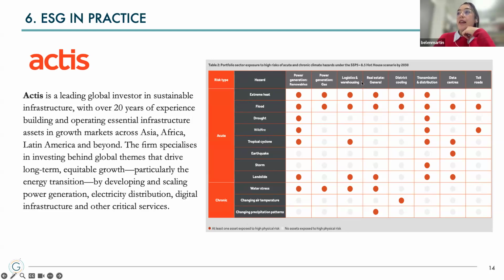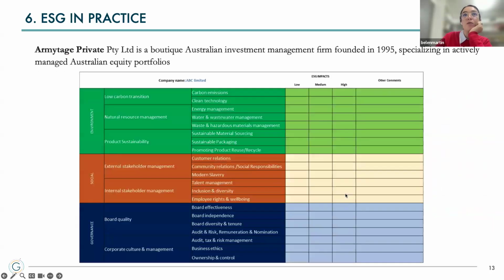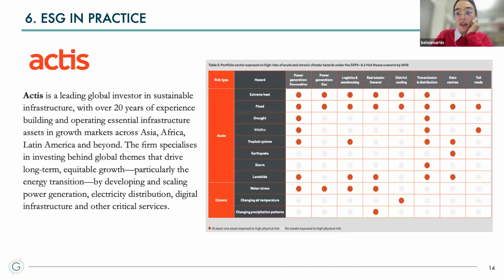And here the different types of investment: renewables, gas, logistics and warehousing, real estate, transmission, data centers, toll. So they're investing in infrastructure, so it's very specific. But I wanted to showcase, for example, that on the previous one that we were looking at, Armitage, the ESG assessment is very broad. They're looking at a general perspective on each of the categories, and here we have an example that on the climate side goes really in depth, and very specific to the investments related to infrastructure against very specific climate risk.